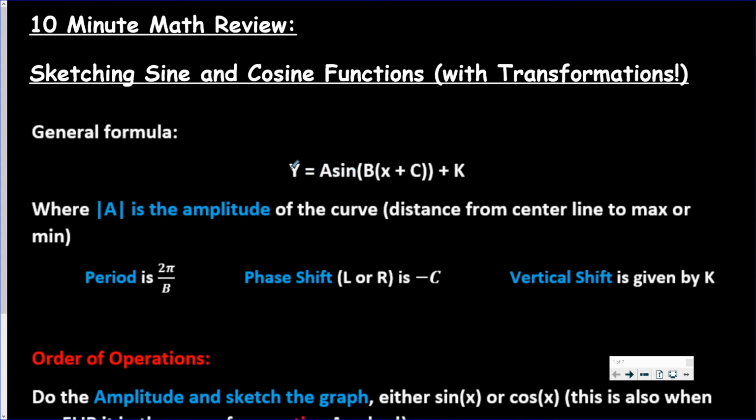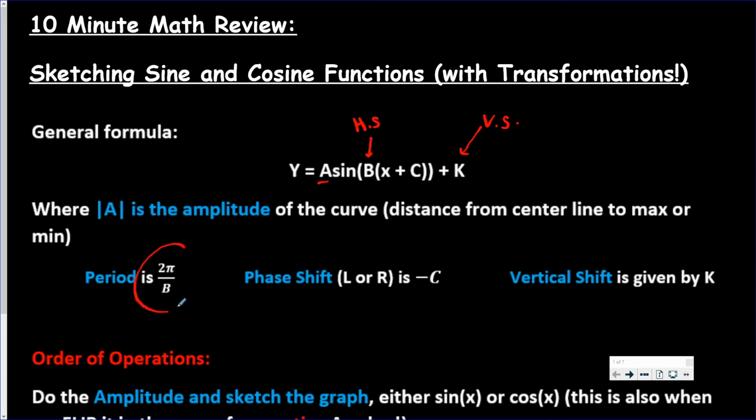Just want to remind you of the general formula. It looks like this with all these little letters. This one is going to be an up and down shift, so a vertical shift. This one here, B, is still our horizontal shift. Just remember that you've got to pull it out and in front of the x term. The x term must be plus 1, and a is the amplitude of the curve.